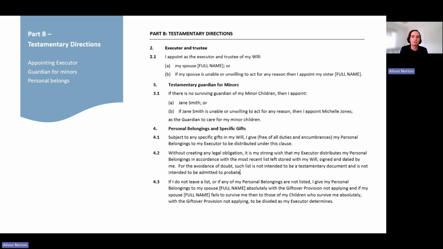If you have minor children, then this is the part here, testamentary guardian. This is where we appoint the guardians. So you'll have, usually one person and then perhaps a backup as well. So you'll find that in that section.